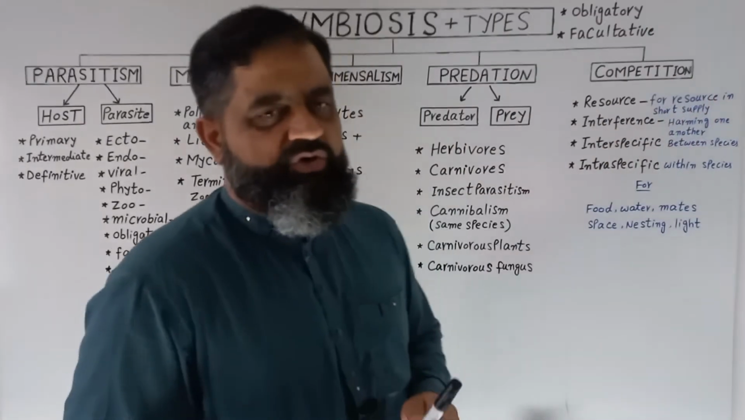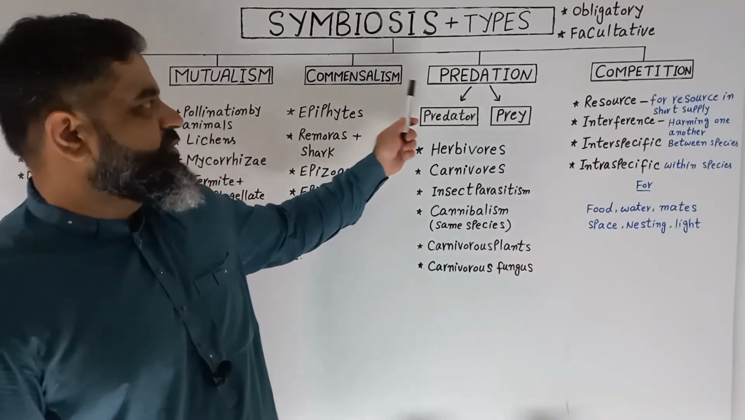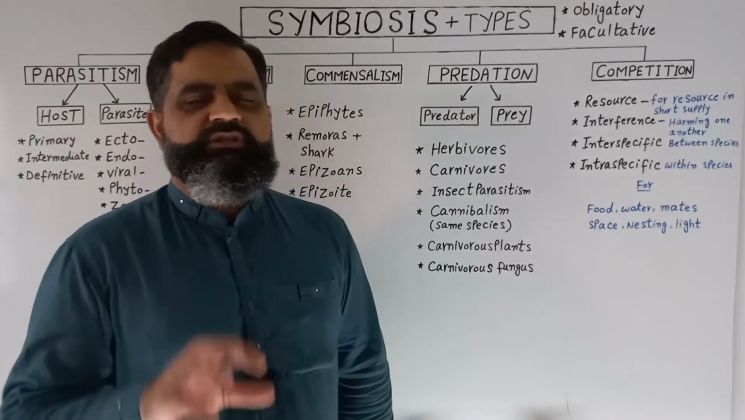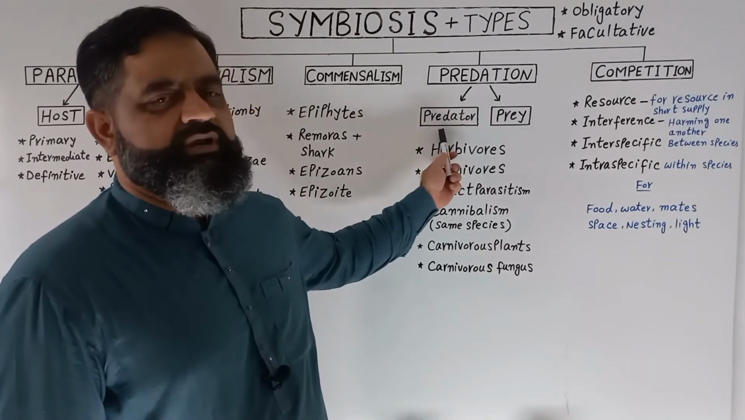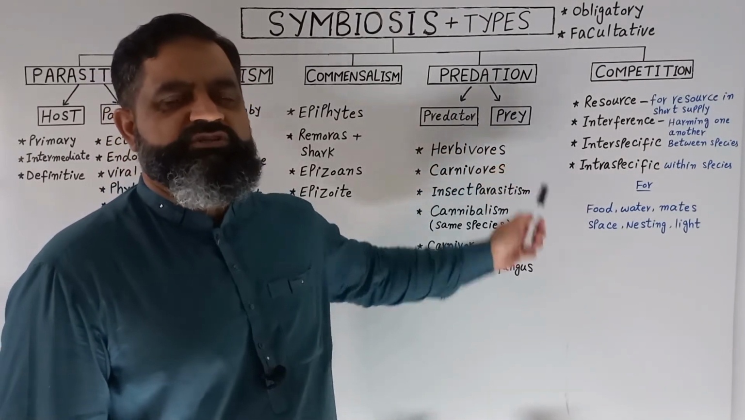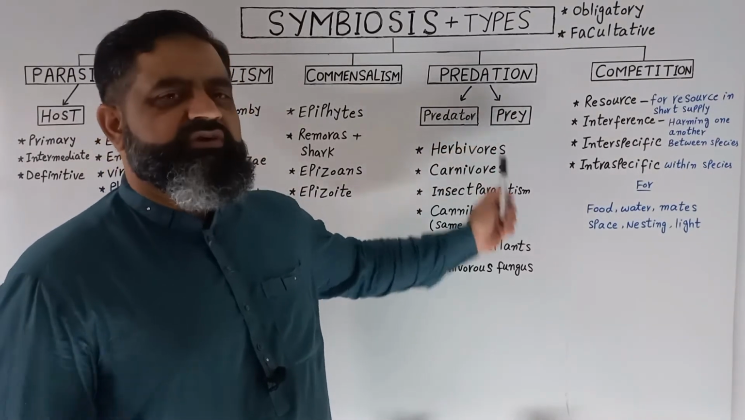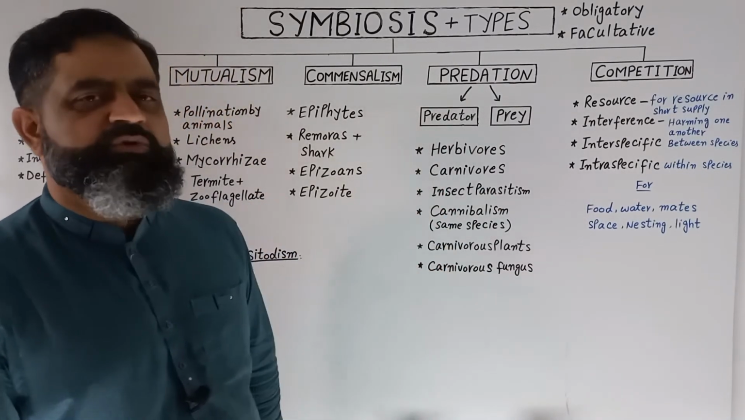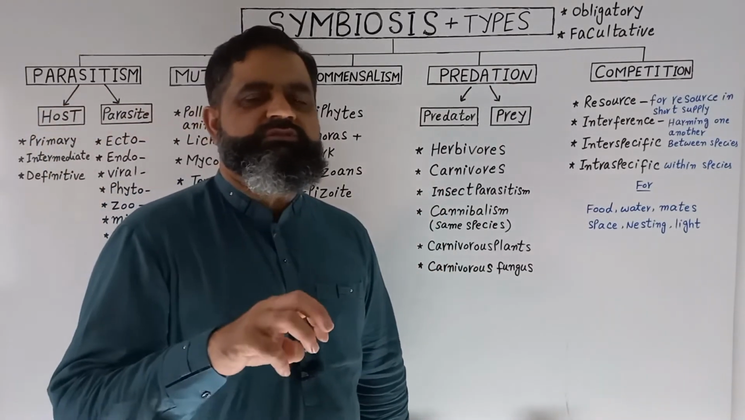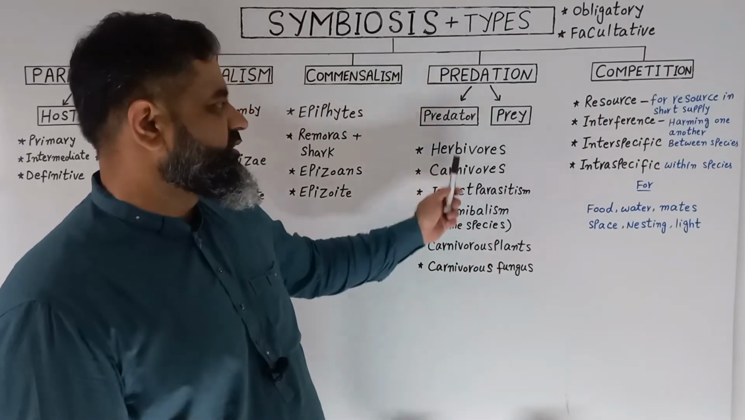The next type of symbiosis is known as predation. In this condition there are two organisms. One is known as the predator, which attacks the other animal, while the animal which is being attacked is known as the prey. There are also different categories of predators and prey. The first category is herbivory. In this condition, animals which feed on grasses, this is also a kind of predation.